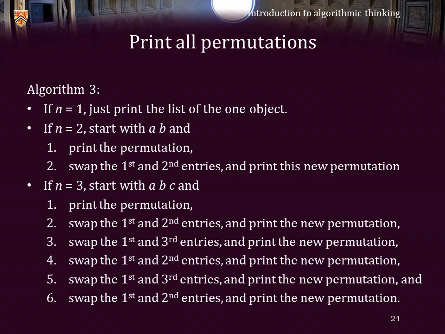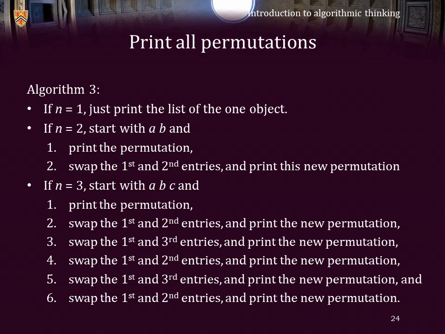If n is equal to 3, we will start with A, B, and C. We will print the permutation, swap the first 2 entries, print the new permutation, swap the first and the third entries, print that permutation, swap the first and second entries of that result, and print yet again the next permutation, swap the first and third entries, print the next permutation, and once again swap the first and second entries, and then print that permutation.